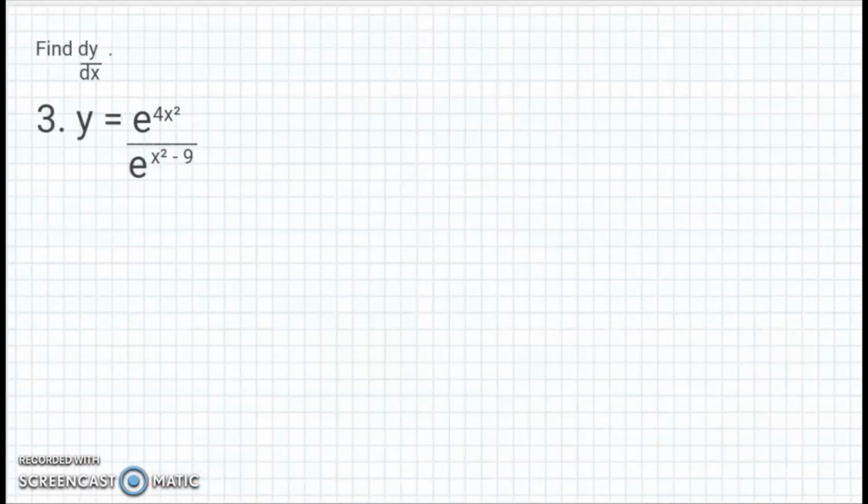And for the last example in this video, you might think that we will use the quotient rule, right? But actually, you can simplify this by dividing the same base, just apply subtraction on the exponents. So that means we can just rewrite this as y equals e raised to 4x squared and then minus (x squared minus 9). Be careful with the minus sign.